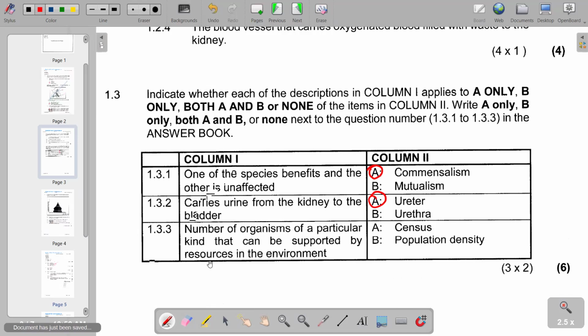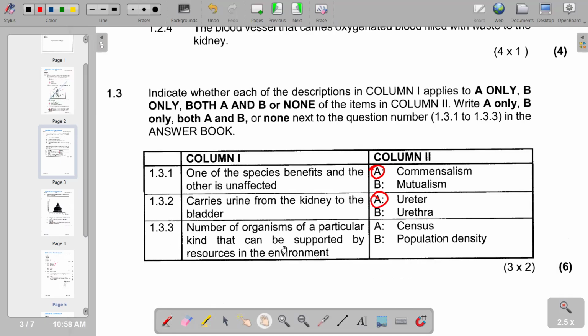Then I will go to the next part, which is now 1.3.3. Number of organisms of a particular kind that can be supported by resources in the environment. So our responses we've got census, population density, which are both not correct. So on 3, we are saying none. Why? Because a census is an official count or survey, especially of a population, which makes it not correct. And then also, population density is a measurement of population per unit land area. So it also doesn't apply according to our explanation. So we have none, and that is correct.